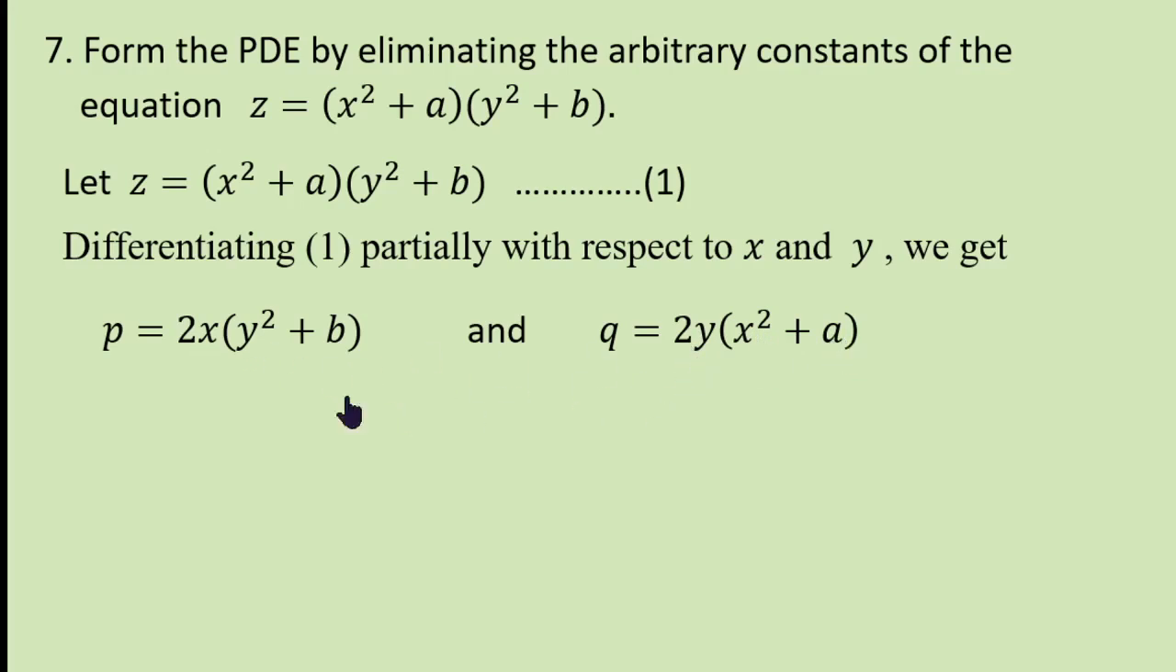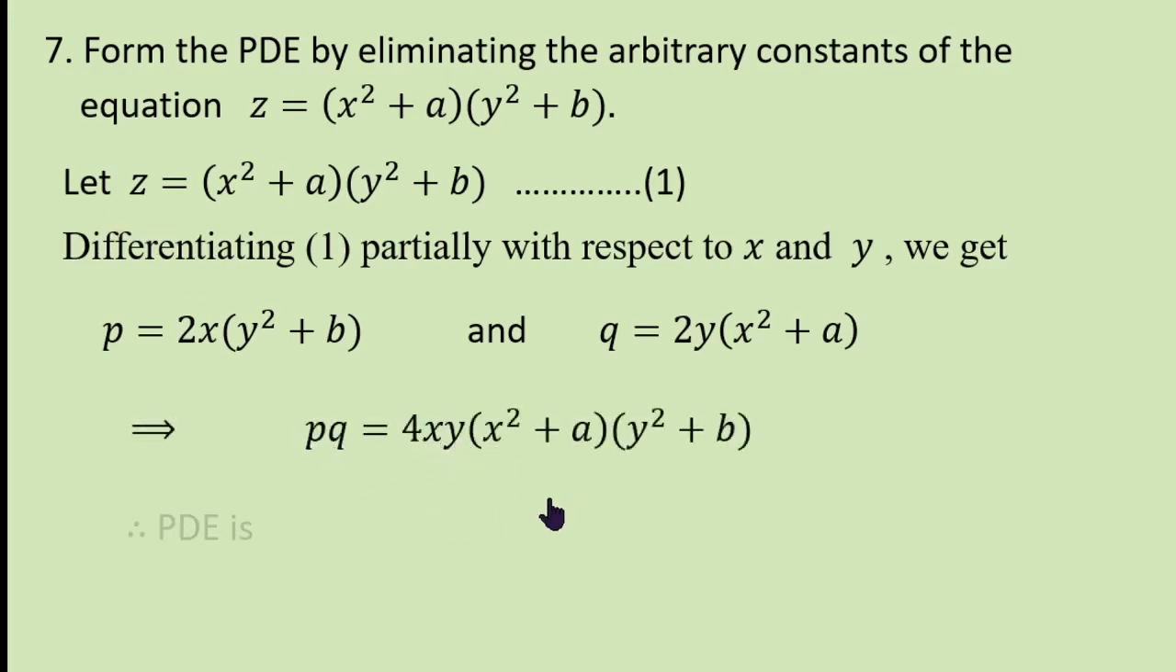Now, just multiply p and q. pq = 2 into 2, 4xy (x² + a)(y² + b). But (x² + a)(y² + b) is nothing but z. And hence, pq = 4xyz. That is the required PDE. So pq = 4xyz is the required partial differential equation.